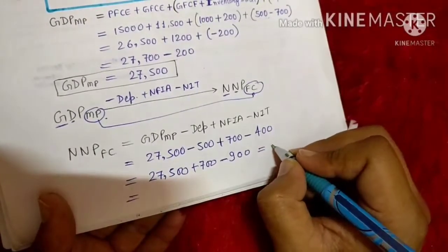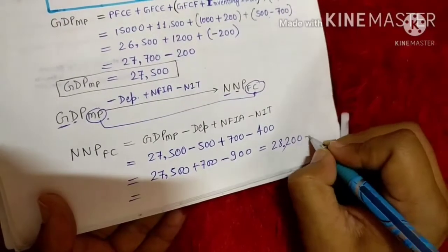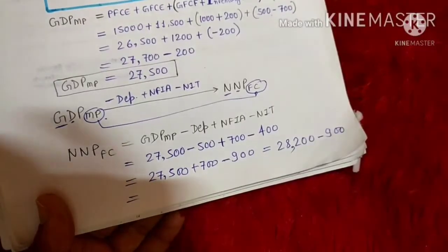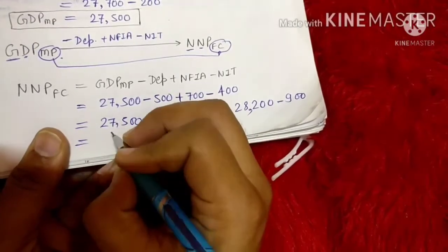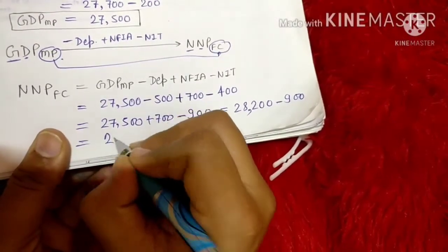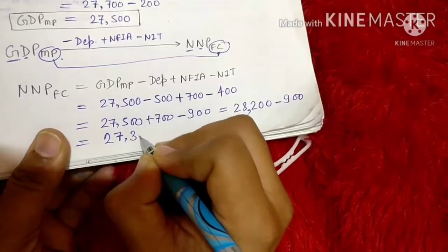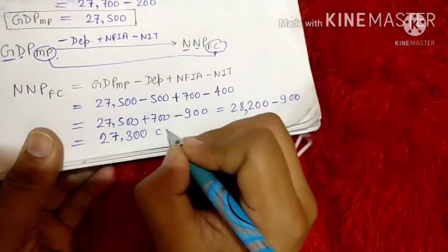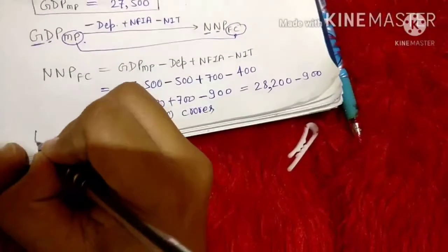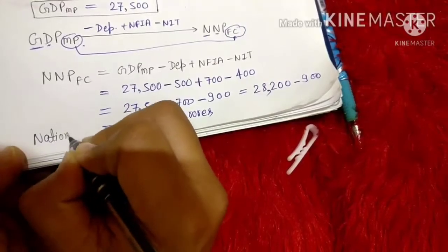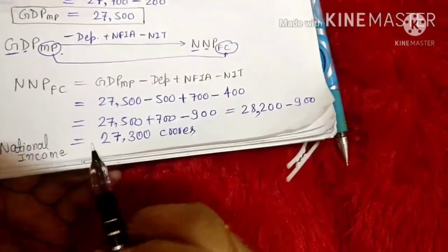27,500 plus 700 will become 28,200. Then minus 900. Subtract this and check what is coming. If we subtract 900 from 28,200, it will come to 27,300 crores. So this is our national income, and here we have found this national income through the expenditure method.